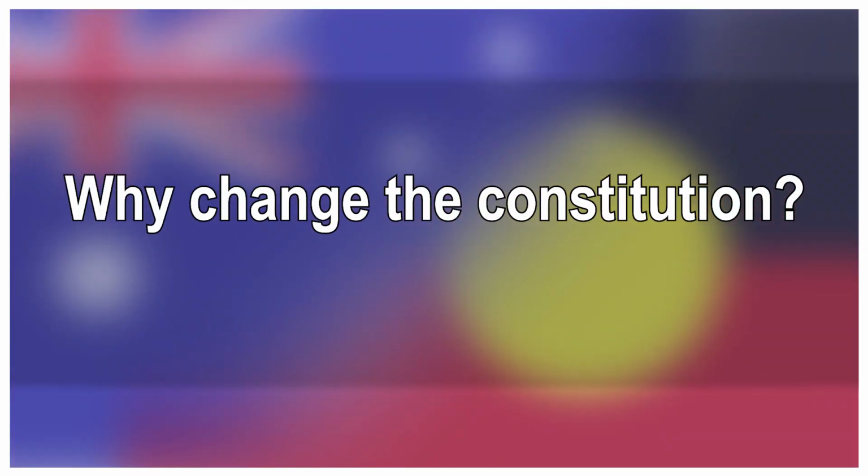So, why change the Constitution? The reasons vary, but it could be to allow the Parliament to make laws on an issue that it couldn't without constitutional change. For example, the 1967 referendum on Aboriginal Australians allowed the federal government to make laws in regards to Aboriginal Australians and have them included in the census.